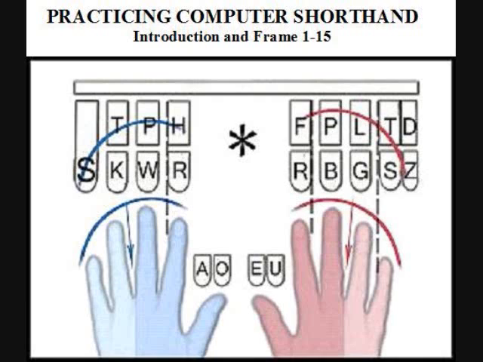Okay, this completes the first dictation tape for practicing computer shorthand. And practice hard and keep those fingers flying. Okay, thank you.